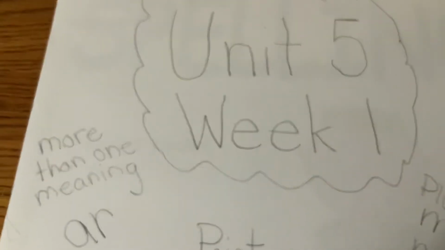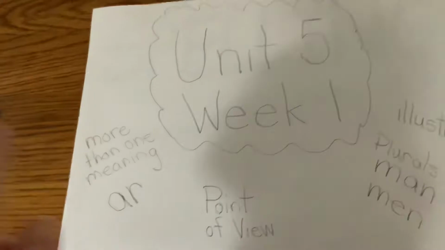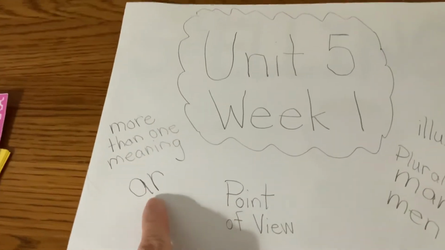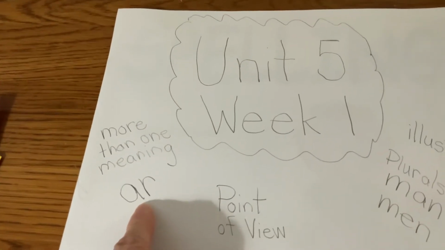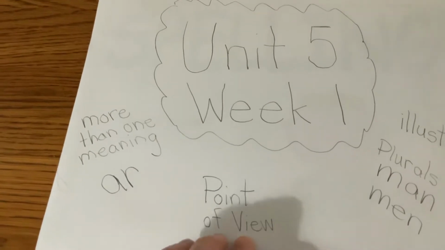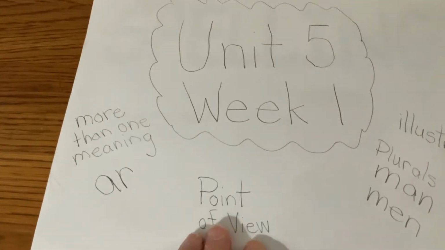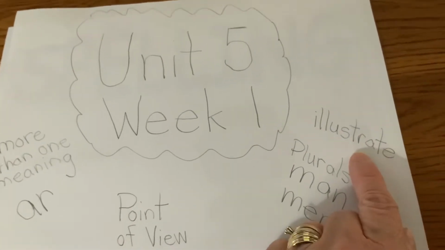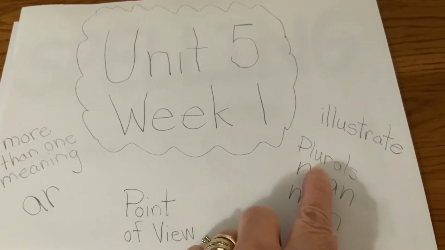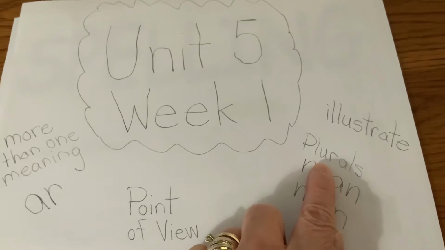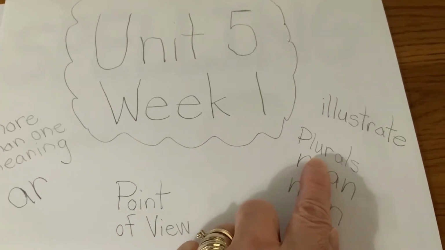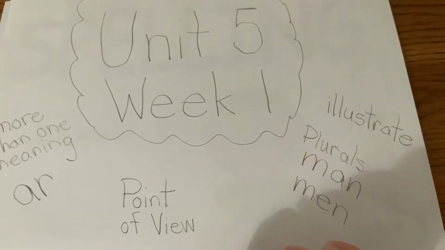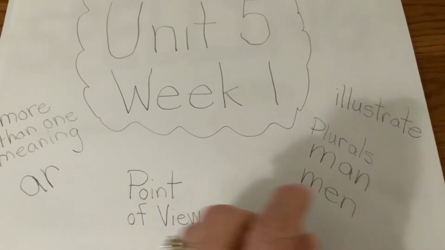In this week, we're going to be talking about words that have more than one meaning. We're going to talk about the sound that AR makes. We're going to talk about point of view again. We've talked about that before. We're going to talk about illustrations in a story, how they help, and plurals, irregular plurals. We've had plurals where we add S, plurals where we add ES. Now we're going to talk about irregular plurals.